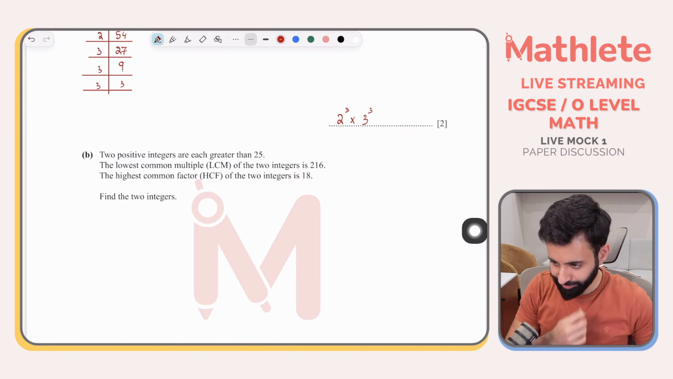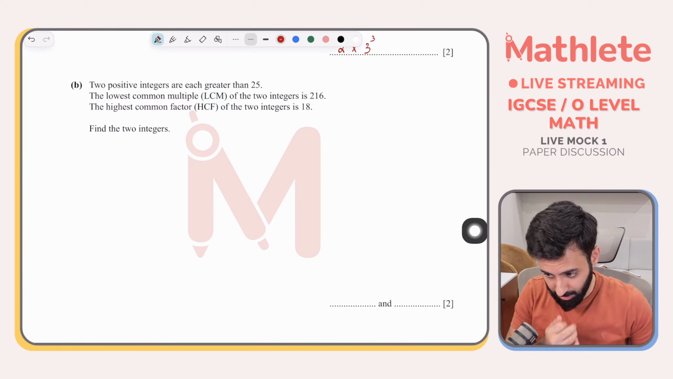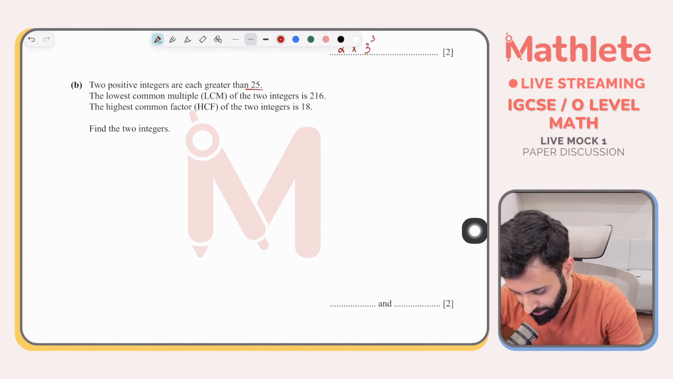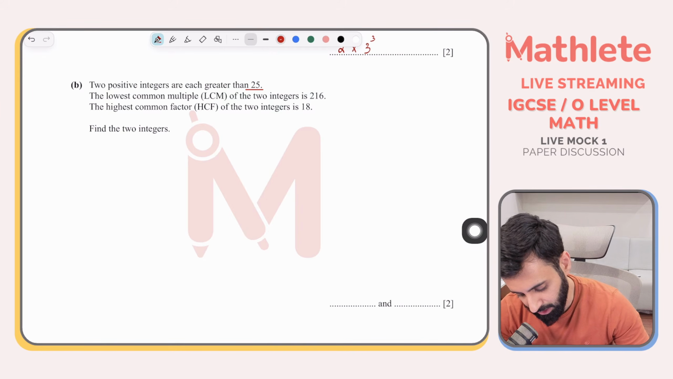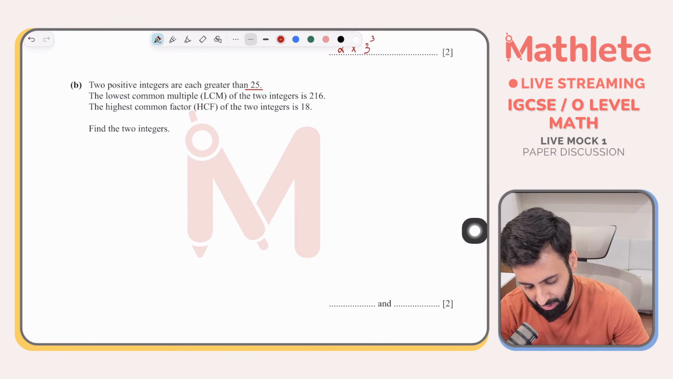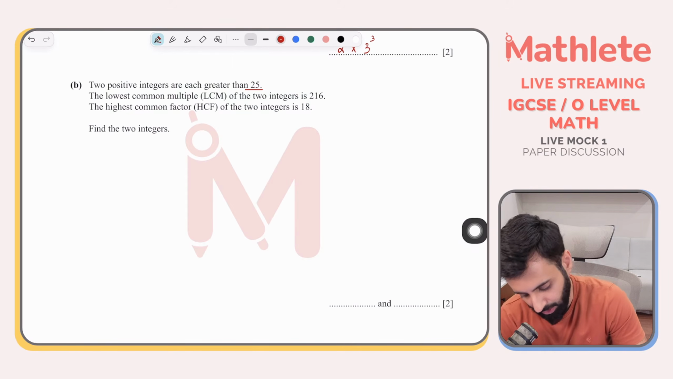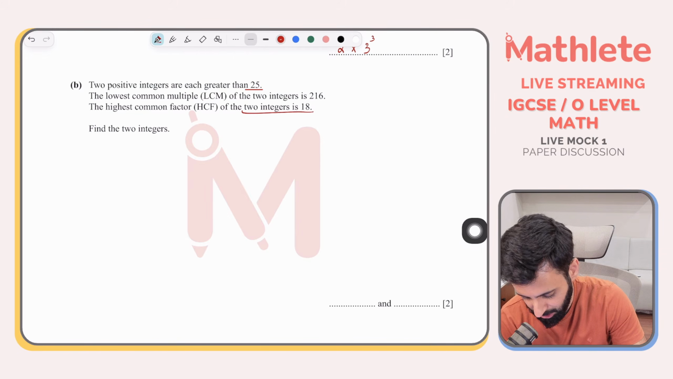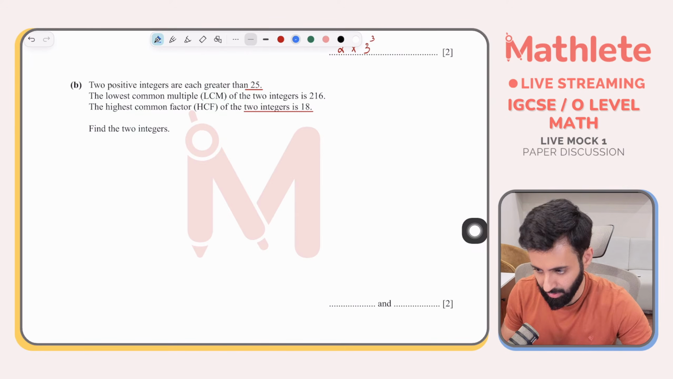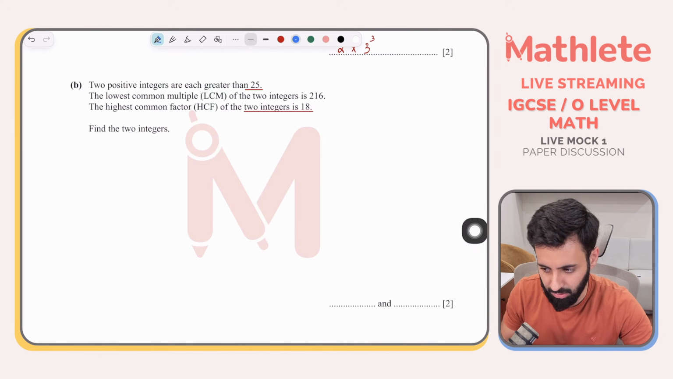Okay, now part B. Part B says two positive integers are each greater than 25. The lowest common multiple of the two integers is 216. The highest common factor of the two integers is 18. Find the two integers. Now, if you guys don't know this concept, we're not going to be able to solve it. Okay? If you don't know it, my advice, I've done streams on it. Make sure to check it out.